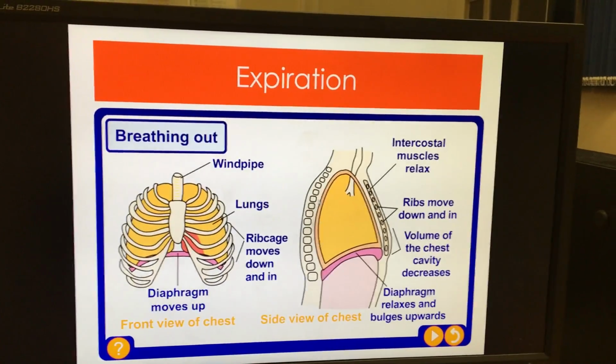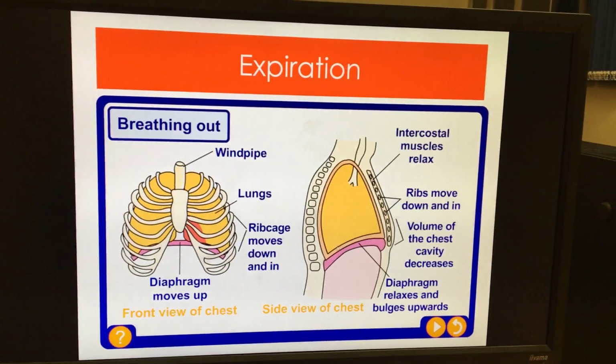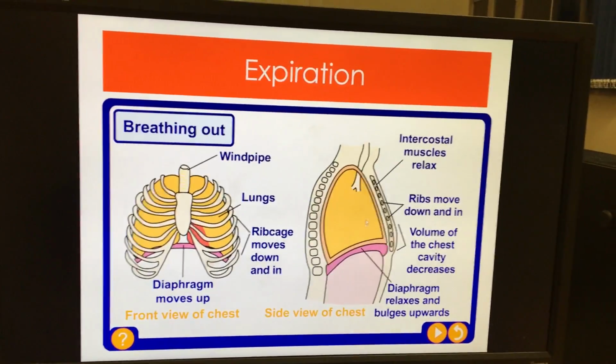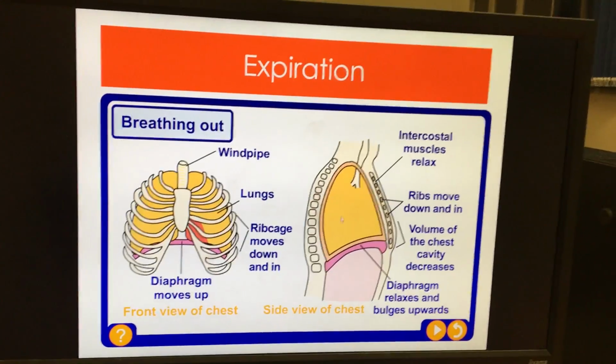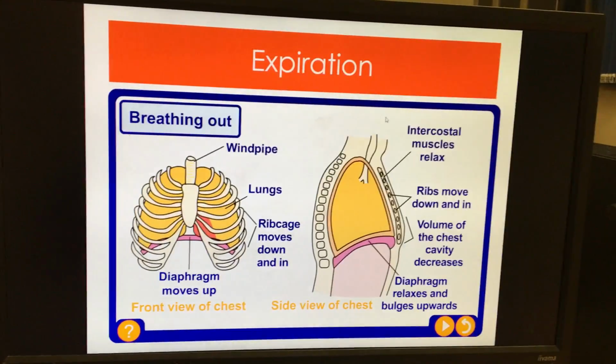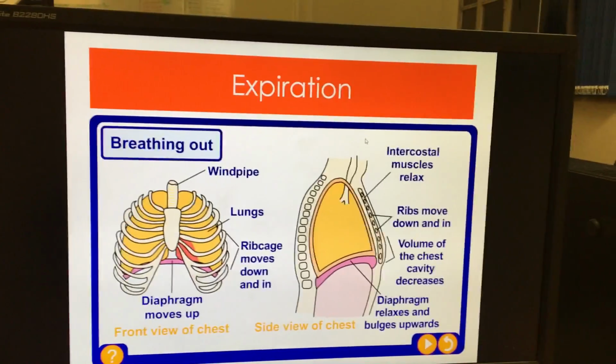Okay, the whole process results in the chest cavity being reduced, and if the space is reduced, that forces air out of the lungs. And that is the mechanics of breathing.